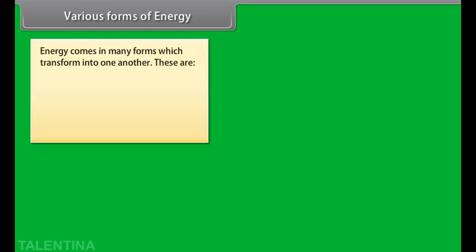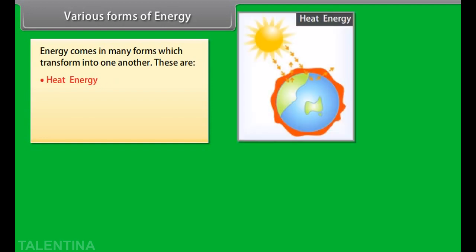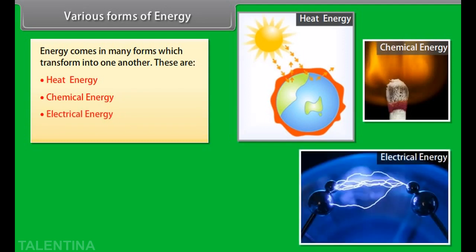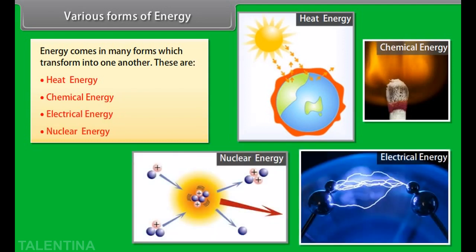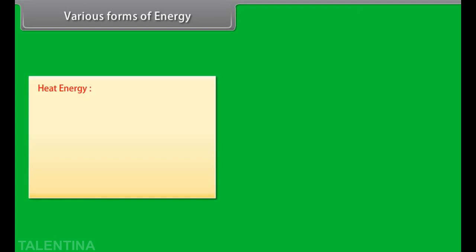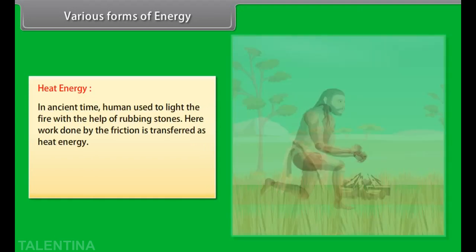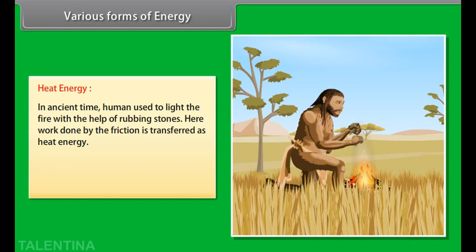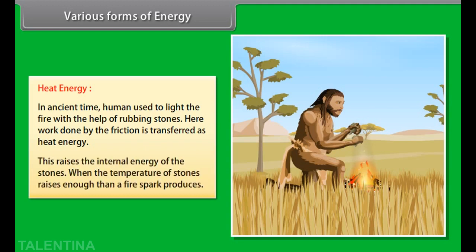Various forms of energy. Energy comes in many forms, which transform into one another. These are heat energy, chemical energy, electrical energy, nuclear energy. Heat energy. Let us take an example for better understanding. In ancient times, humans used to light fire with the help of rubbing stones. Here, work done by friction is transferred as heat energy. This raises the internal energy of the stones. When the temperature of the stones rises enough, a fire spark is produced.